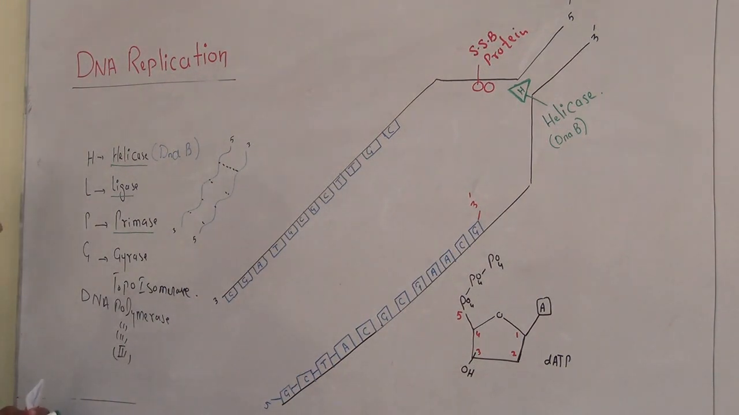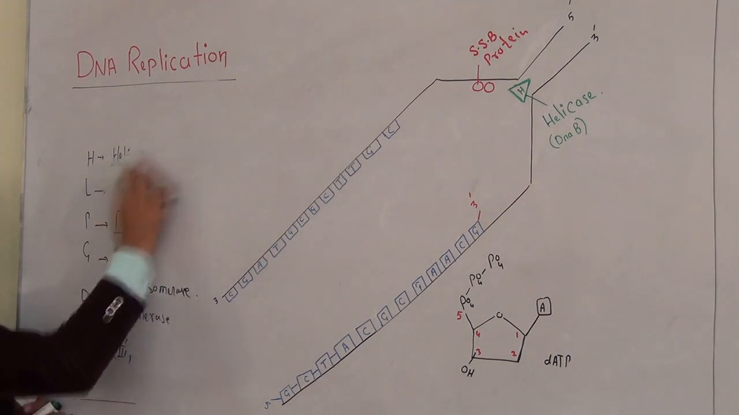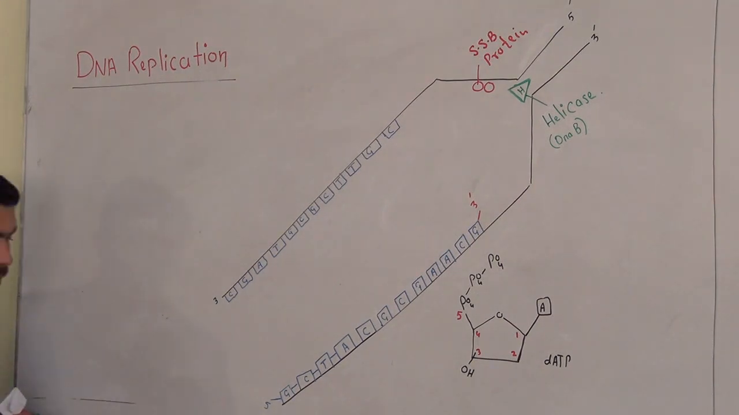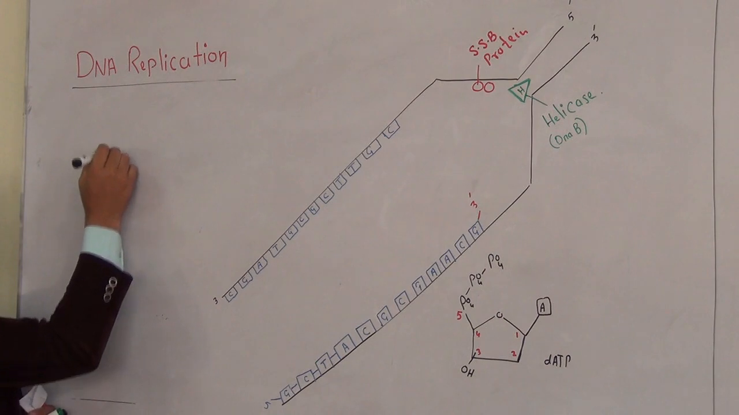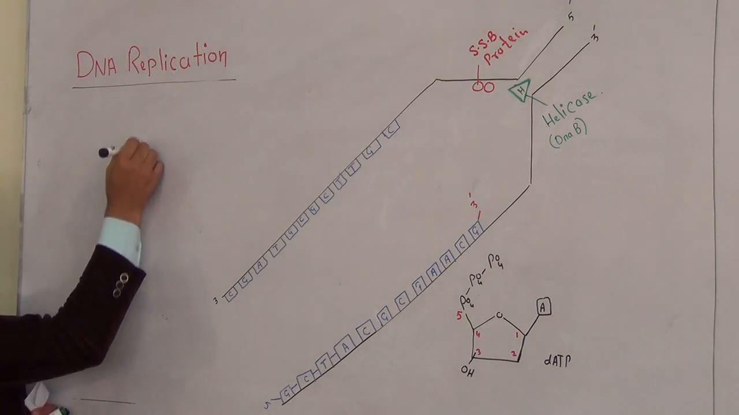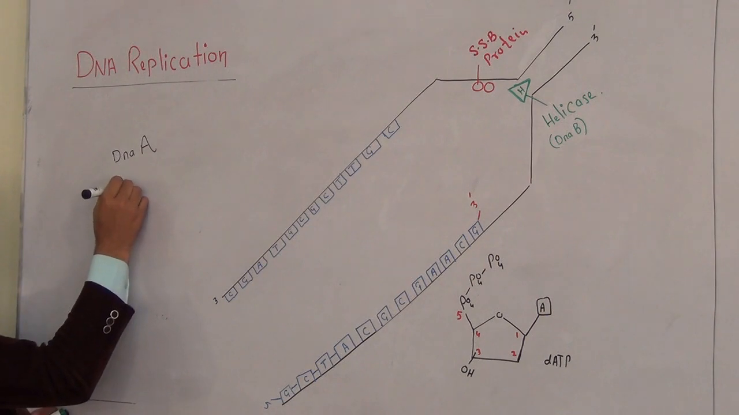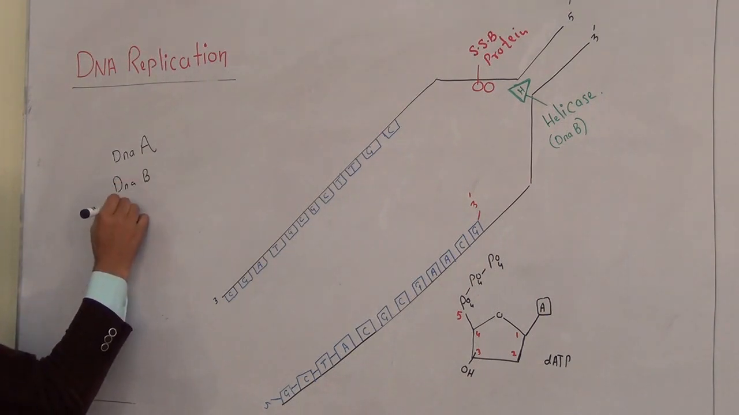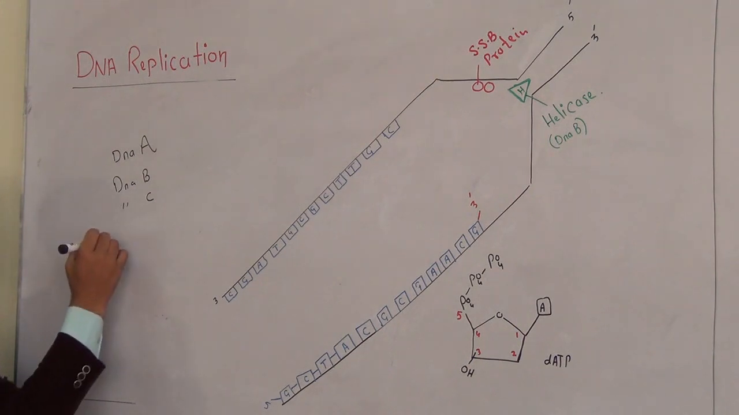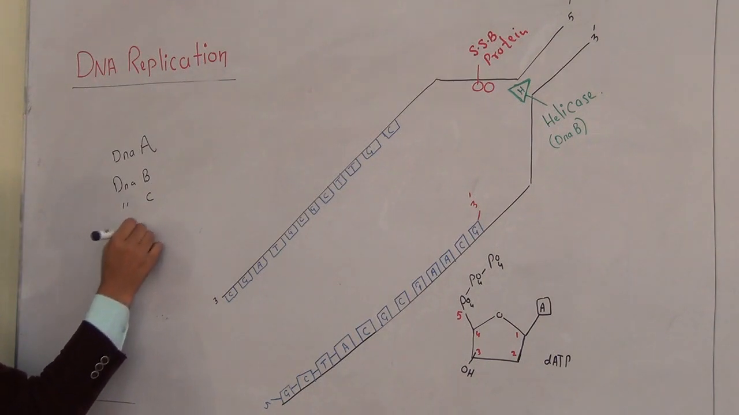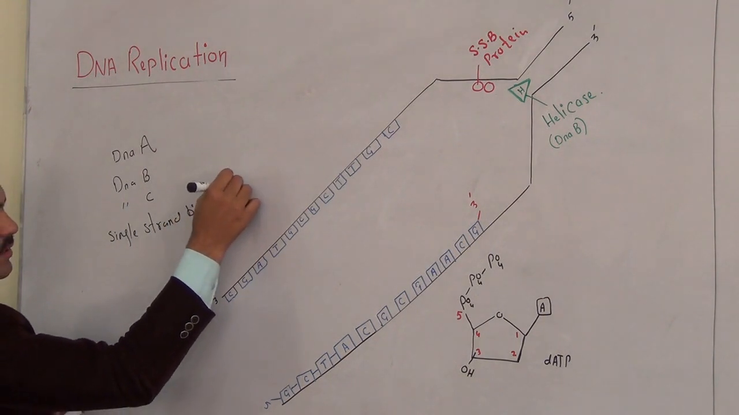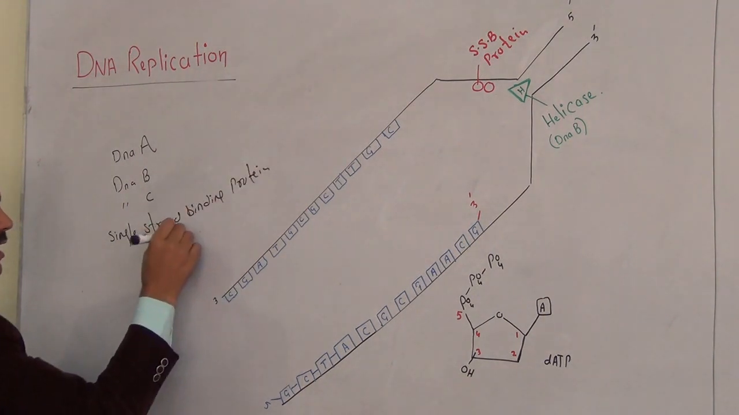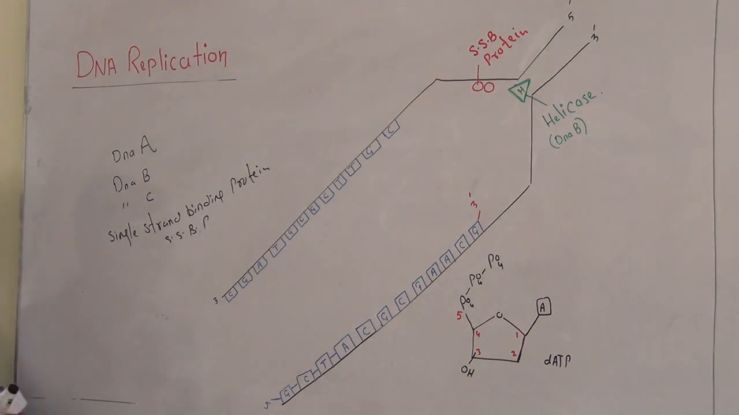Now, come to the proteins. What are the proteins here? This is one, DnaA protein, DnaB protein, DnaC protein. One more thing here is a single strand binding protein. We call it SSBP, single strand binding protein.